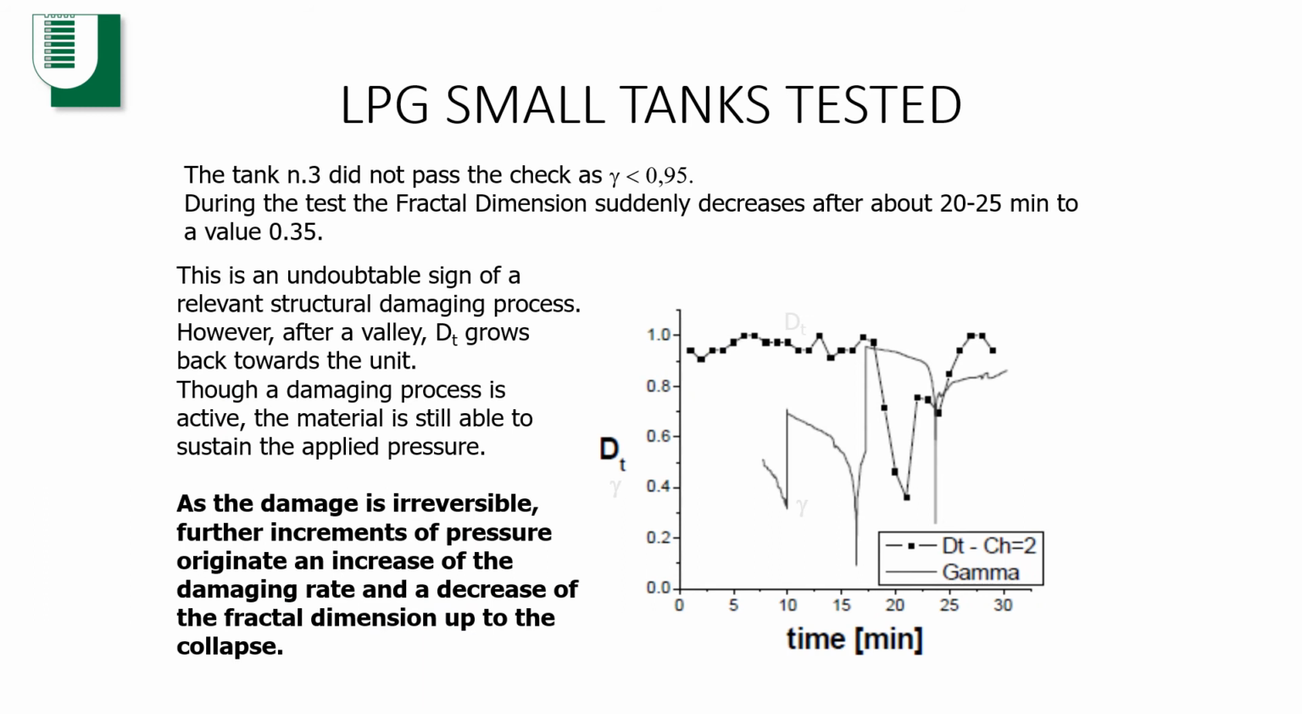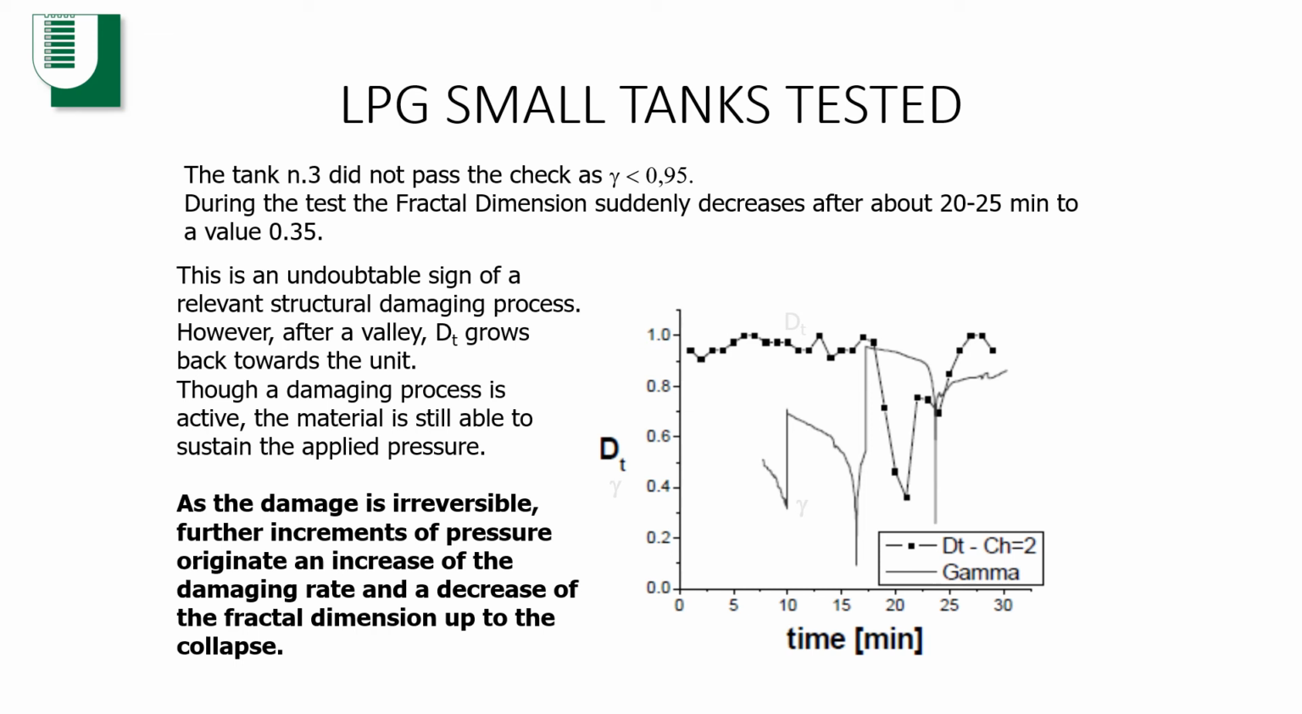The results for the third tank are in this figure. Tank number 3 did not pass the check as gamma is greater than 0.95. Moreover, during the test, the fractal dimension suddenly decreased to a value of 0.35. This is an undoubted sign of a relevant structural damaging process. However, after a valley, the fractal dimension grows back towards a value near to 1.